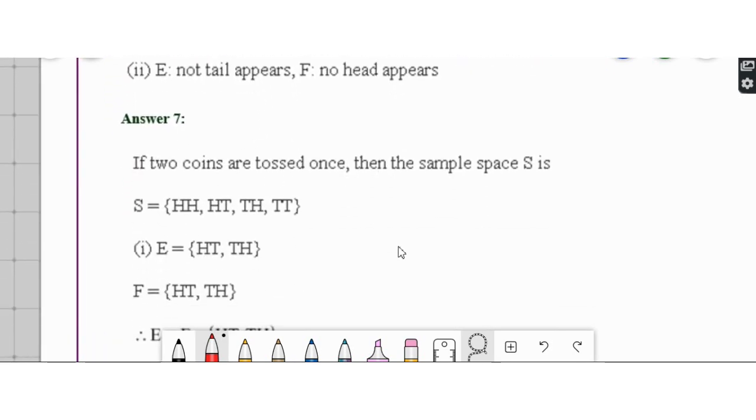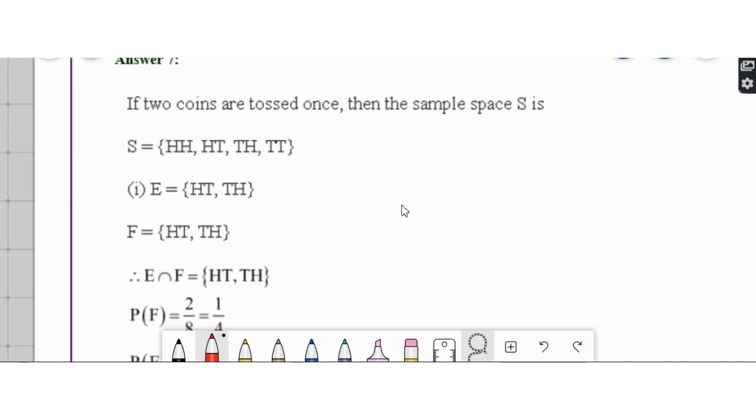First of all, I will suggest you, or the method is this, you must find out what your sample space is.